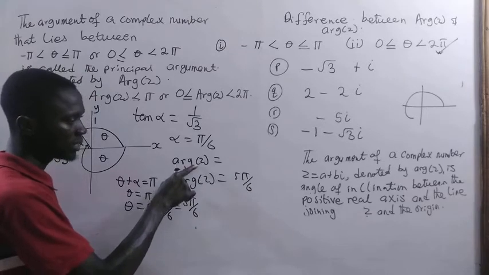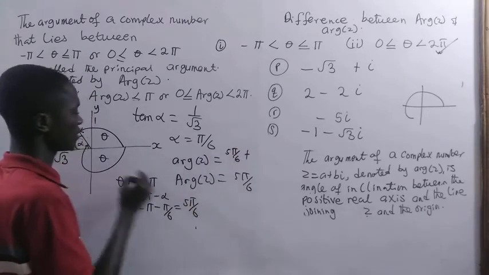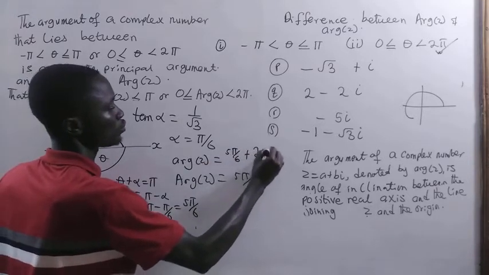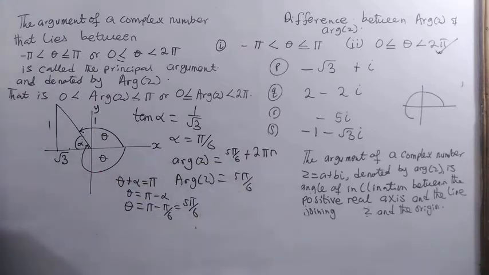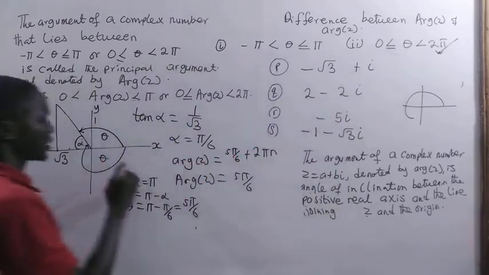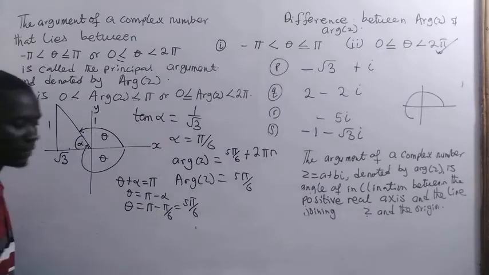So here, the general argument is 5 pi on 6 plus all the other angles, 2 pi n. That is the general argument. This is the principal argument. This is if we are using this interval. Now what about if you are measuring it this way? If you are to deal with this interval.